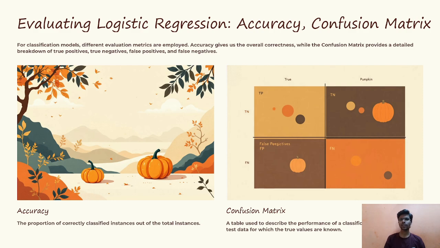Evaluating the logistic regression: accuracy and confusion matrix. For a classification model, different evaluation metrics are employed. Accuracy gives us the overall correctness, while the confusion matrix provides a detailed breakdown of true positives, true negatives, false positives and false negatives. Accuracy is the proportion of correctly classified instances out of the total instances. The confusion matrix is a table used to describe the performance of a classification model on a set of test data for which the true values are known.